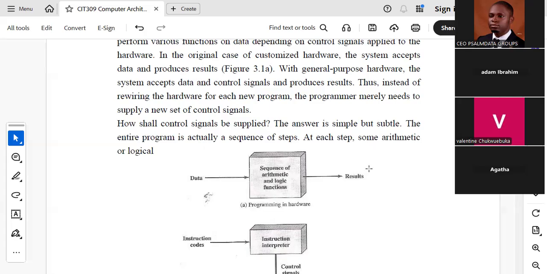The entire program is actually a sequence of steps. At each step, some arithmetic or logical operation is performed.